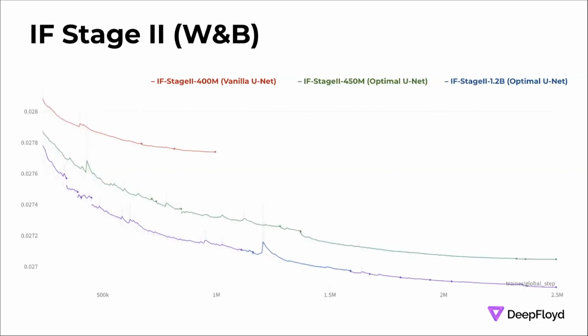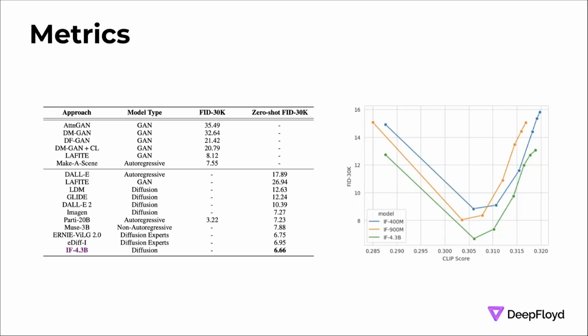It is cool to see what the loss shows us, but the main idea of evaluating and comparing models is to use mathematical metrics such as FID. And we are actually proud to announce that, at least for now, our model has the best FID score on the zero-shot COCO validation subset of 30,000 images.